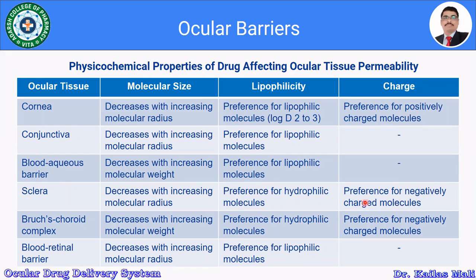And drugs which are negatively charged. For the choroid complex, the permeability decreases with increasing molecular weight, and for those with a negative charge. And blood-retinal barrier permeability decreases with increasing molecular radius. Preferentially, lipophilic molecules permeate well through the blood-retinal barrier. So this is about how the physiochemical properties of the drug affect ocular tissue permeability.